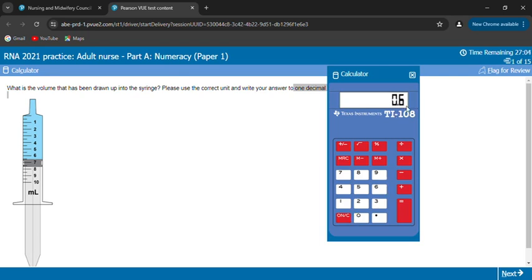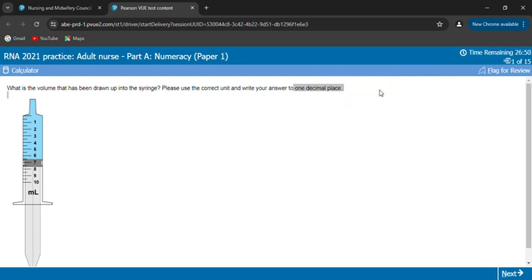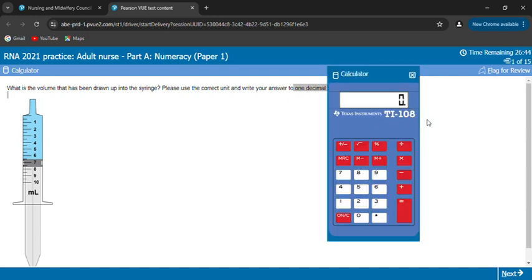You can see on a calculator there is a number 0.6. That means only one digit after the decimal, which means one decimal place. If they write in your question, write your answer to one decimal place, they will accept only one digit after the decimal point. If they ask you to write your answer in two decimal places, then the answer will be 0.66.